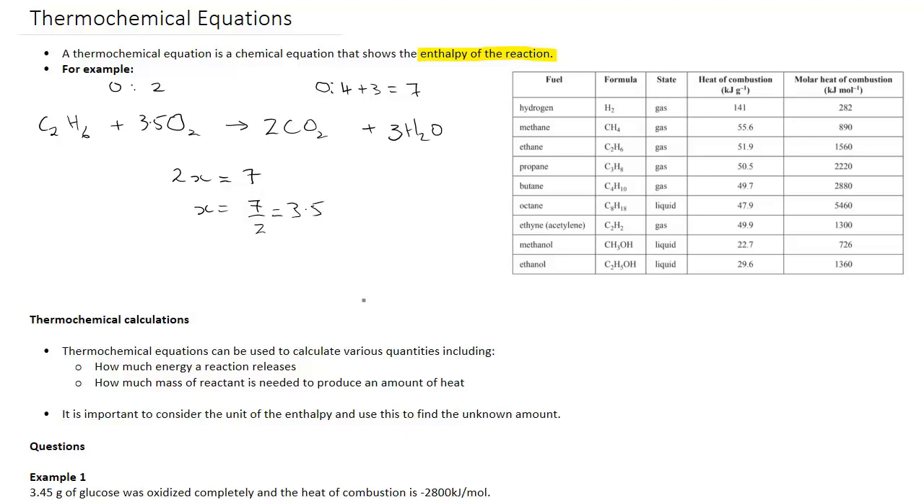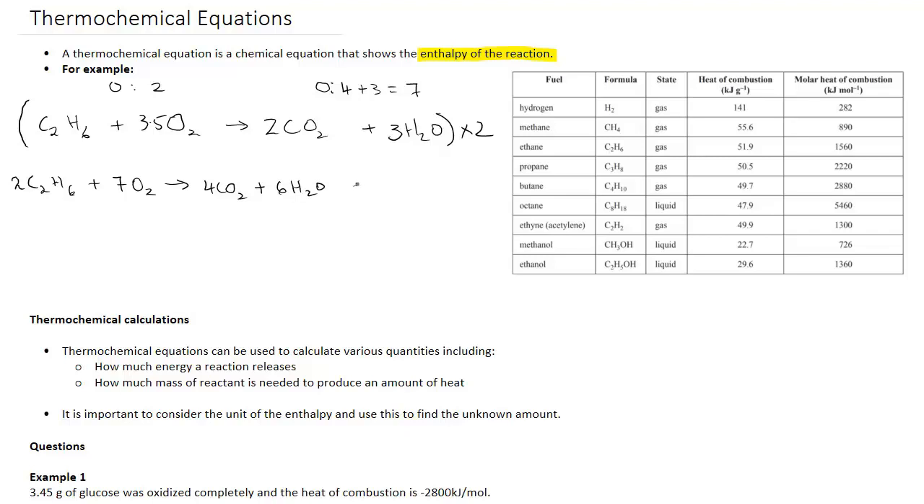Now, it's not a good idea to have 3.5 oxygens in your chemical equation. So what we're going to do to that equation that we've balanced is we need to times it by 2. We're timesing by 2 to get rid of the 0.5. So that means we've got 2 C2H6 plus 7 oxygens give us 4 carbon dioxides plus 6 waters.